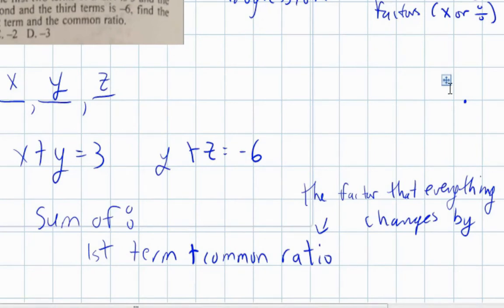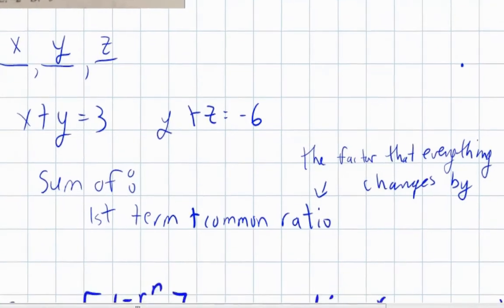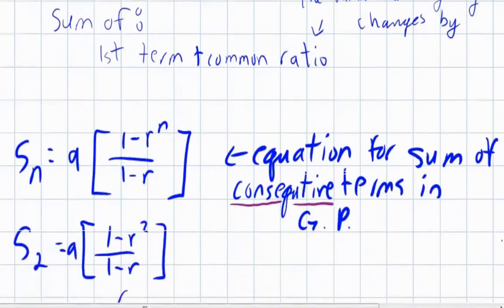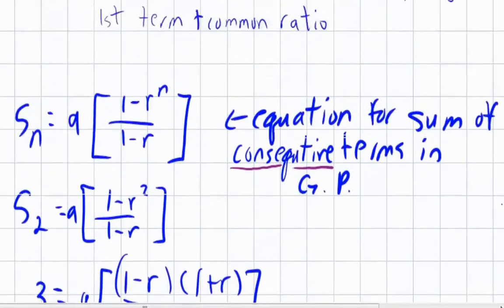So just remember that those are two different things we're trying to find, and at the end we have to add those things up, and that'll give us our overall answer. And I've just labeled that the common ratio is going to be the factor that everything changes by. So first we're starting off with this equation.